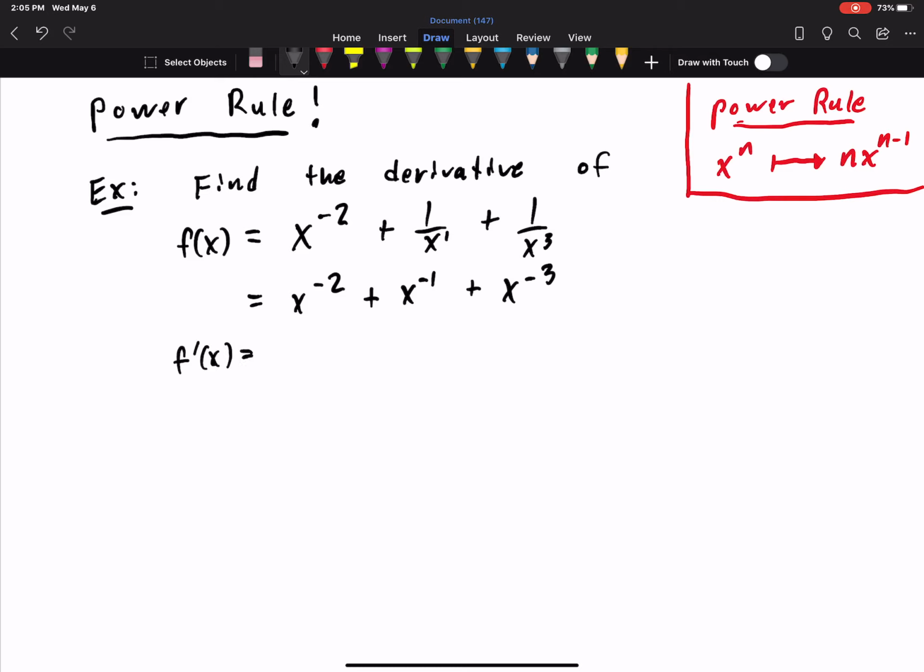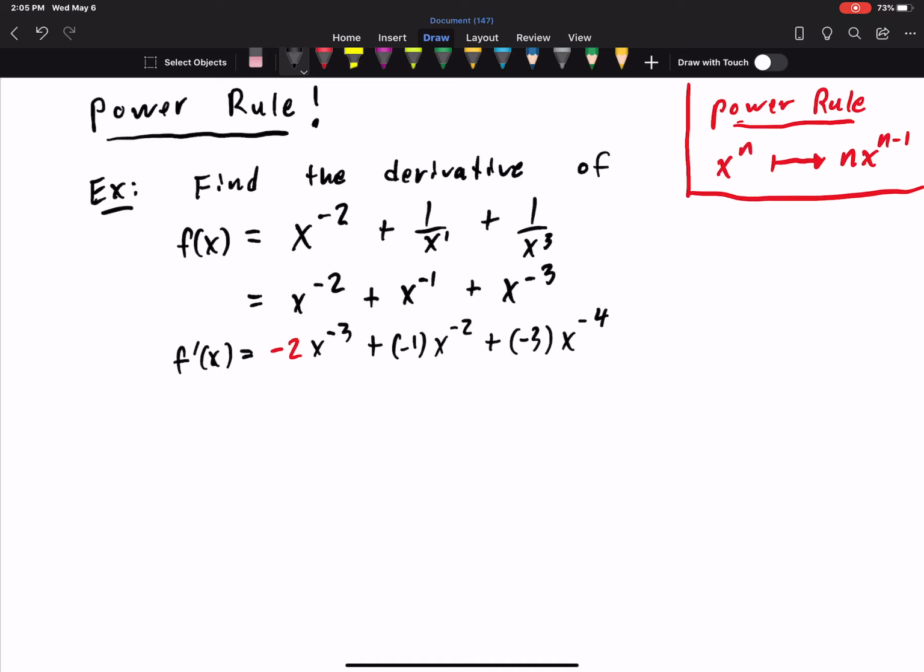How do we derive this? I'm going to skip a couple steps without using arrows, and hopefully you'll be able to follow along pretty easily at this point. So it becomes minus 2 x to the minus 3 plus minus 1 x to the minus 2 plus minus 3 x to the minus 4. Just using the power rule there.